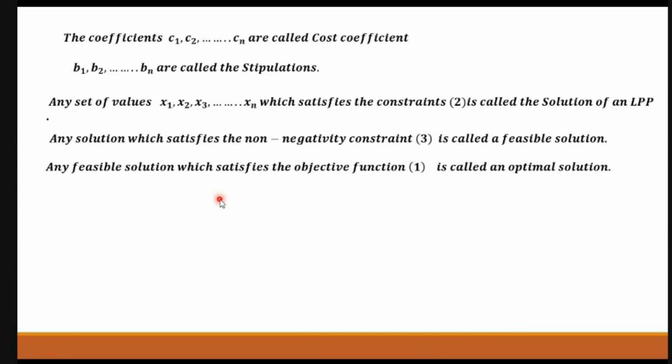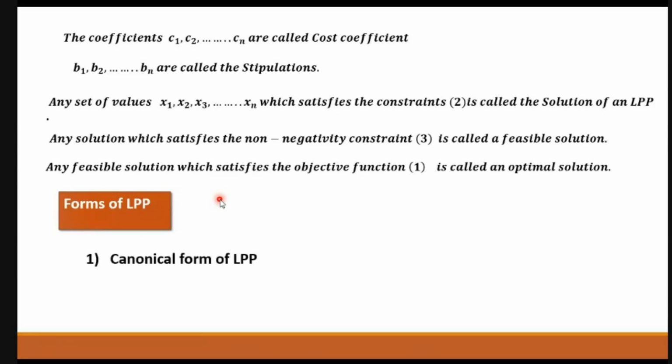There are two types of LPP. One is called as the canonical form. Other one is called as the standard form of an LPP.